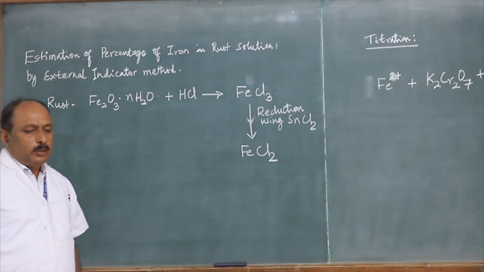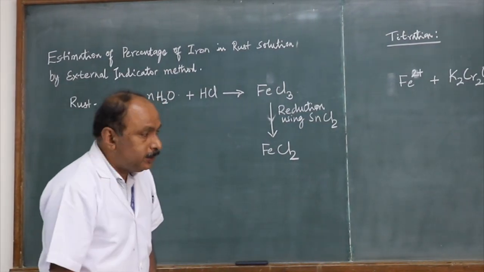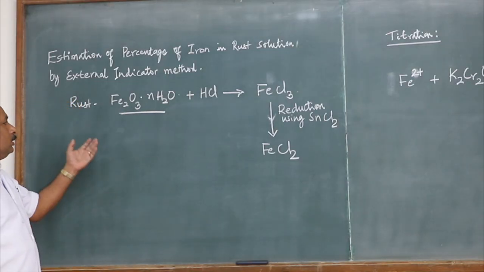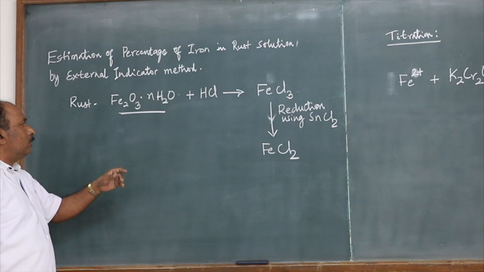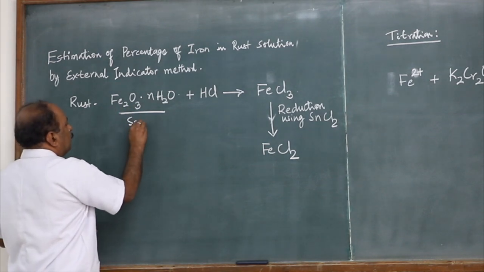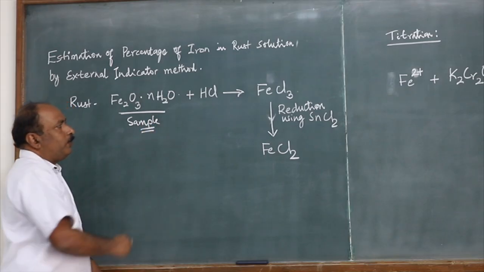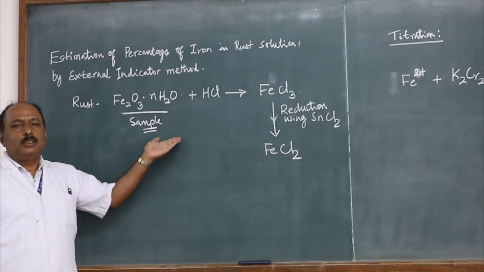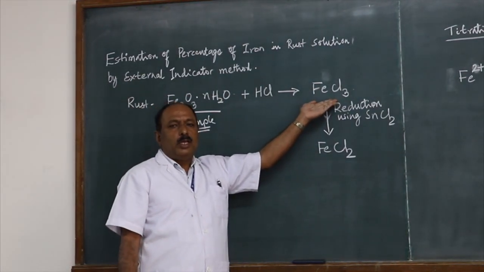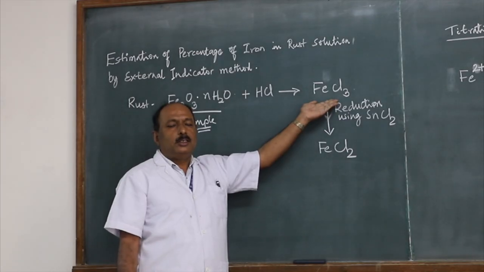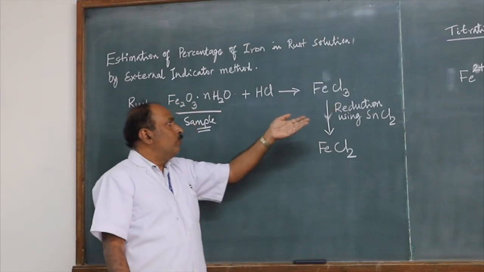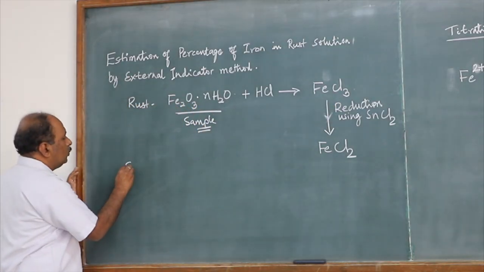So, the procedure for this experiment goes like this. First, a rust sample is taken. Rust is nothing but hydrated iron oxide, Fe2O3·3H2O. This rust sample is collected over a period of time and dissolved in concentrated hydrochloric acid so that it gets transformed into ferric chloride. This ferric chloride solution is used for estimating the percentage of iron present in the rust.